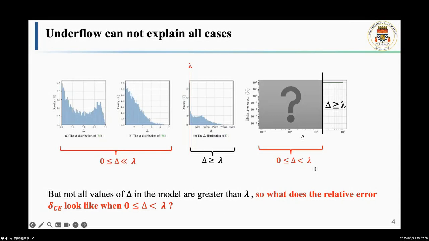It is evident that not all models suffer from floating point underflow errors due to capital delta values exceeding the threshold, and there exist other reasons associated with floating point errors, because in most cases capital delta is less than lambda. So what does the relative error look like when capital delta is less than lambda?